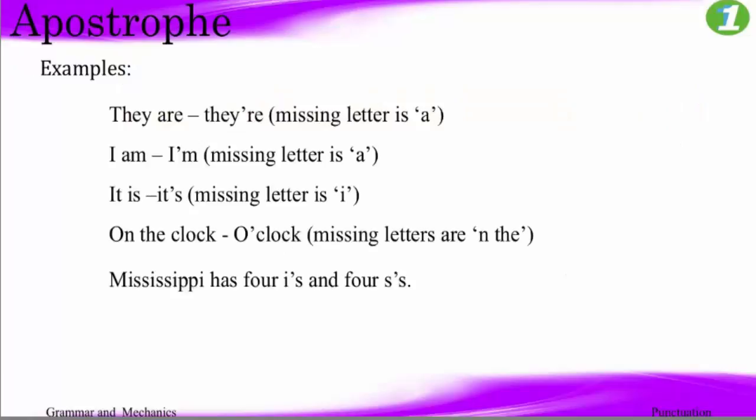All right, let's look at another use of the apostrophe. The apostrophe is also used to indicate missing letters in contractions. That is, in English, there are times when we can shorten two words, make them become one word, and we do so by joining the two words and deleting or omitting a letter. The missing letter in this example is A. They are becomes they're. The A in are goes missing. We take it out and we replace it with an apostrophe, which is what we see here.